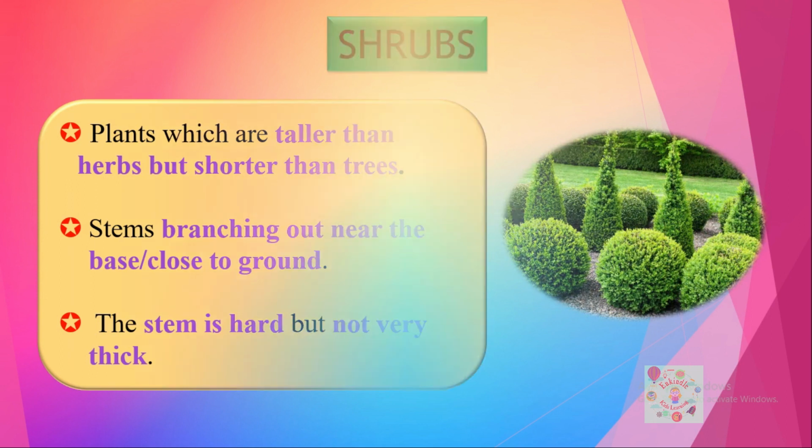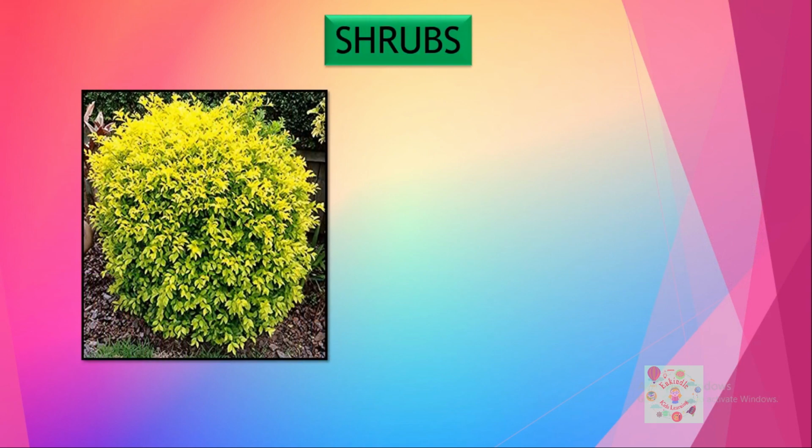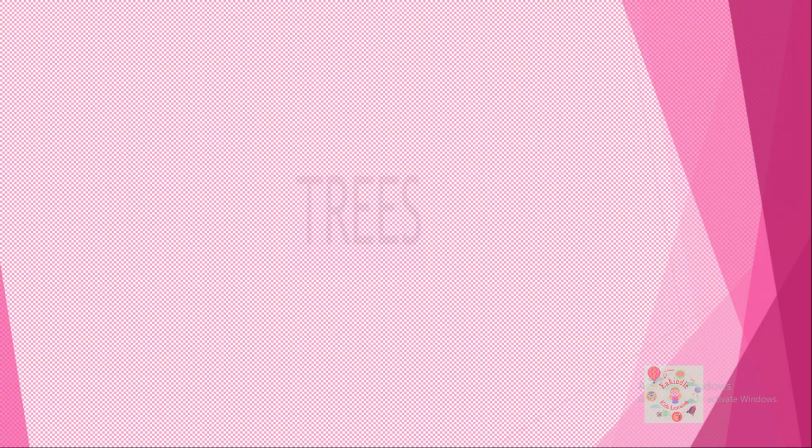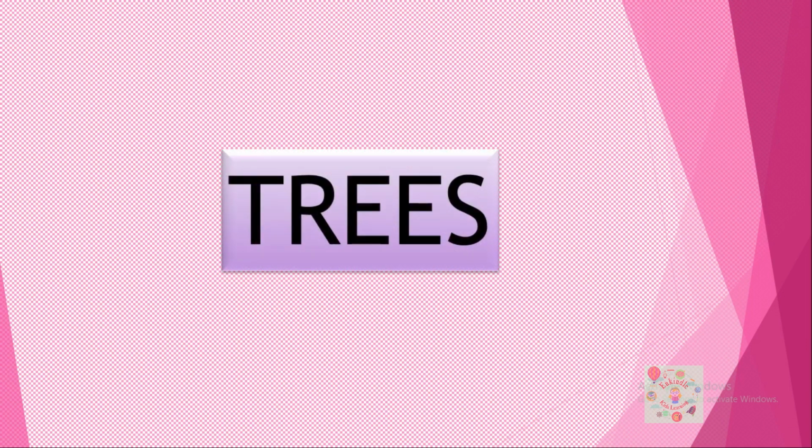Some more examples for shrub are Turanta plant and China rose plant. As you can see, these are taller than herbs but shorter than trees. They have woody stem and also the branches are starting near the base or close to the ground. Which is the next category? The next category is called as the trees.